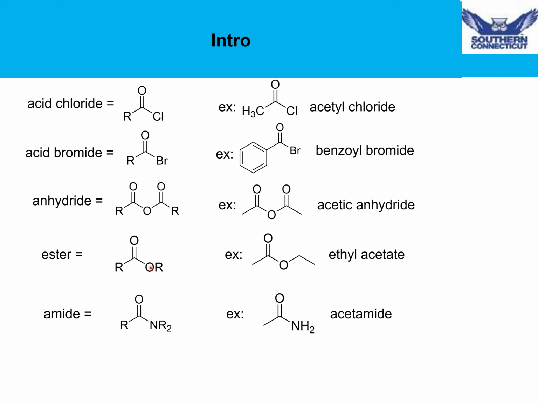Esters contain an alkoxy group attached to a carbon of a carbonyl. A simple example is ethyl acetate. And amides contain an amino group attached to a carbon that is part of a carbonyl. A simple example is acetamide.